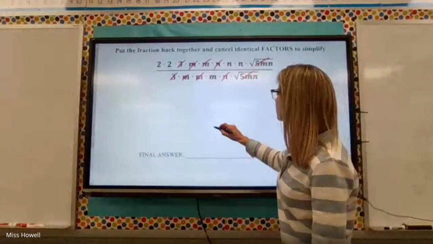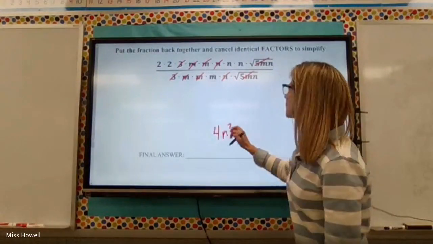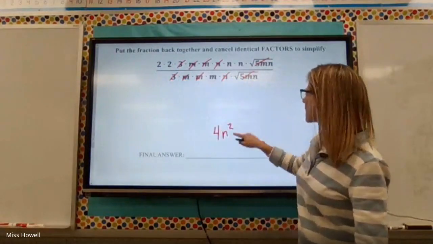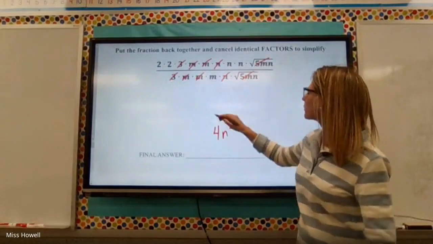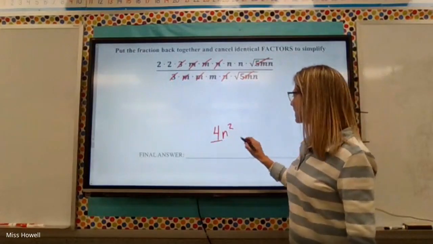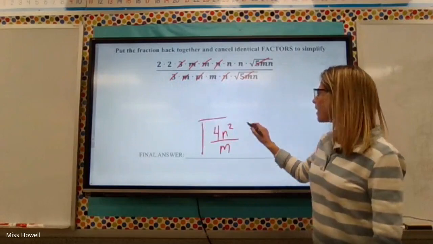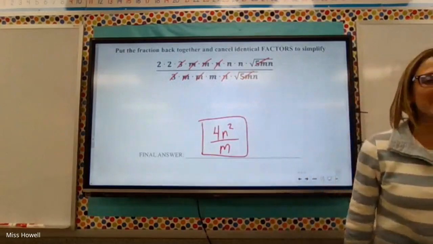All right, on the top, we have 4n squared. 2 times 2 is the 4, n times n is the n squared part, no more square root. On the bottom, all that we have left is an m. Whew. All that is 4n squared over m.